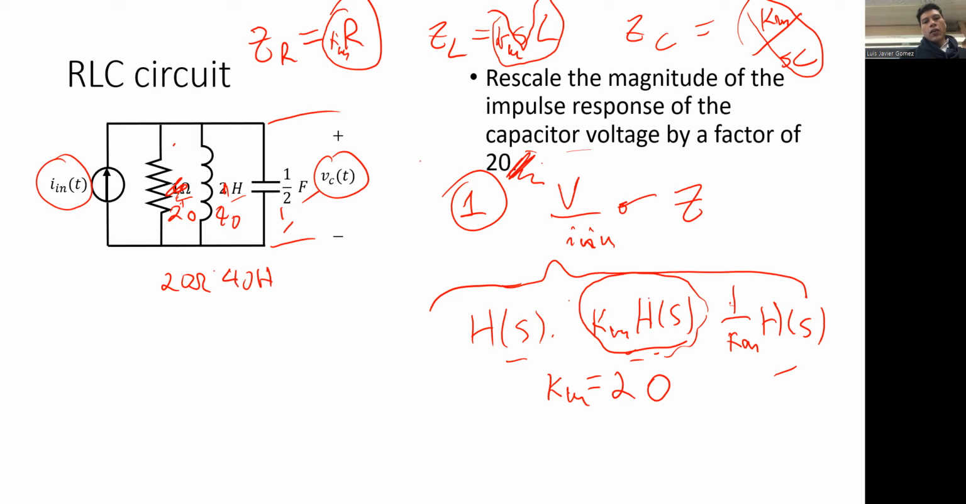That's it. So we just magnitude scale this to change the capacitor voltage by a factor of 20. So this changes the impulse response so that now it's 20 times bigger. So that's basically it. Are there any questions?